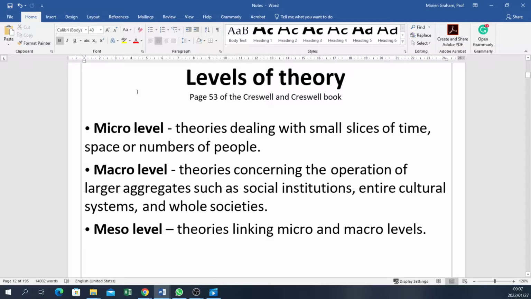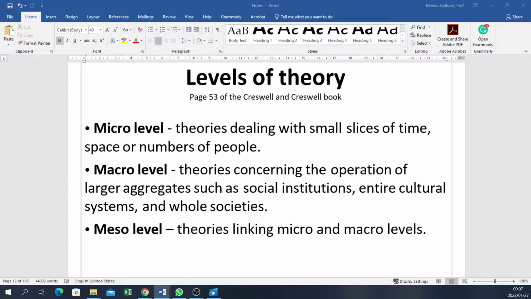There are basically three levels. You have your micro level, you have your macro level, and you have your meso level. So what is the difference? I will be using examples to explain the differences.